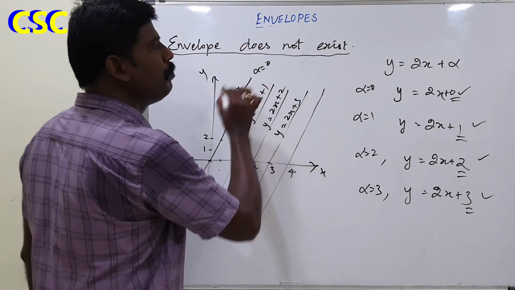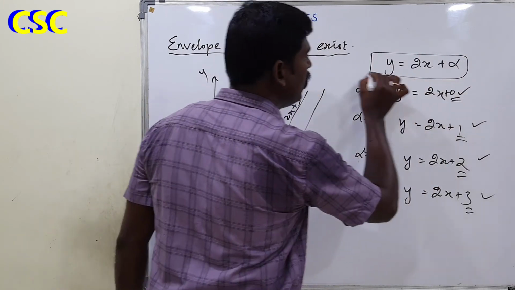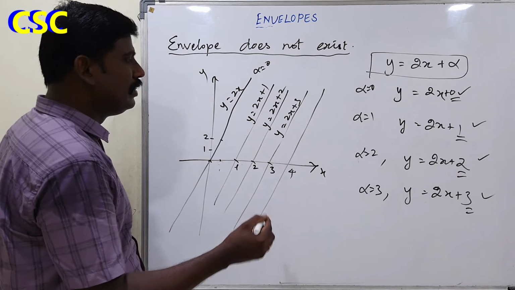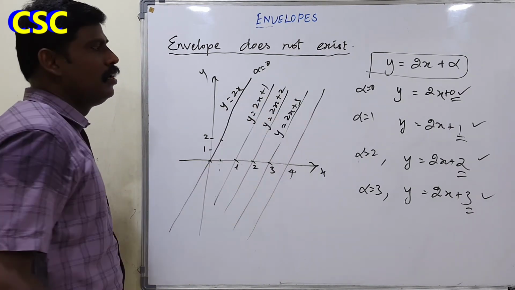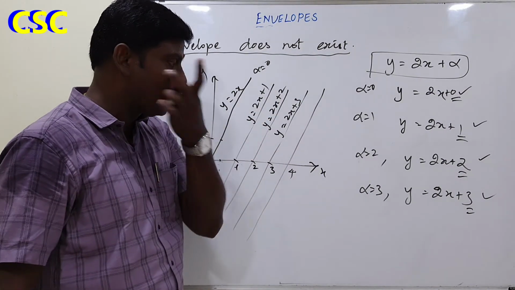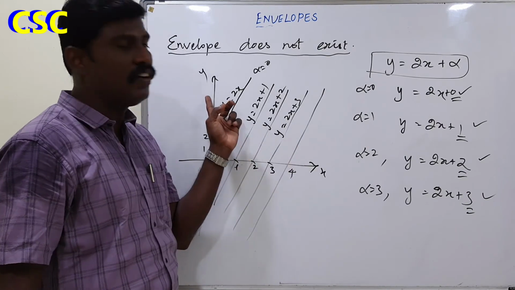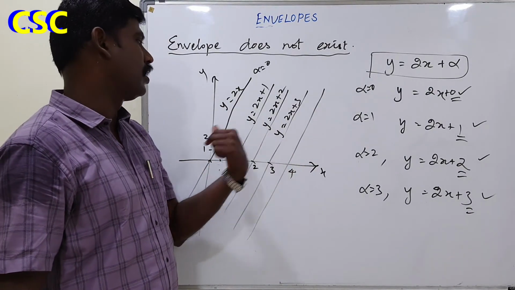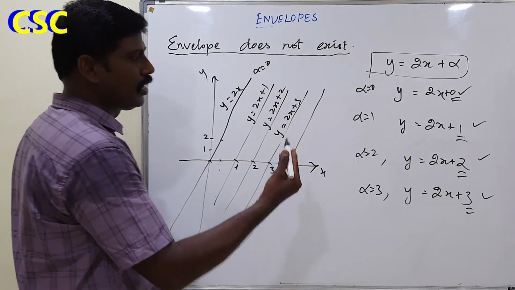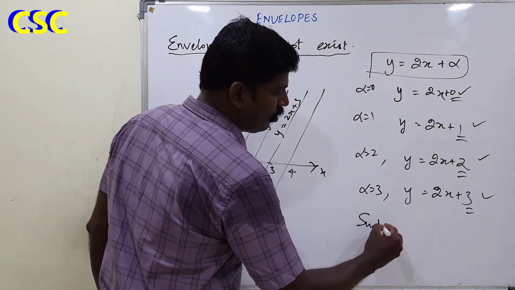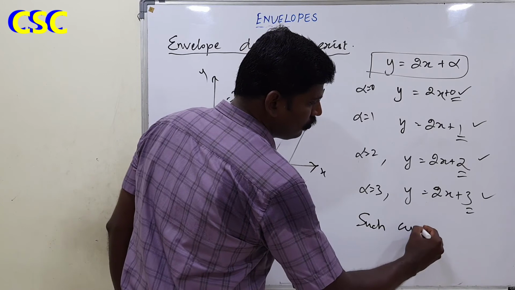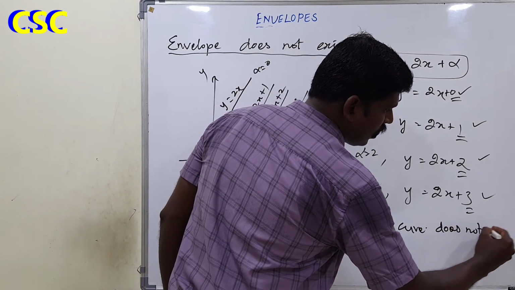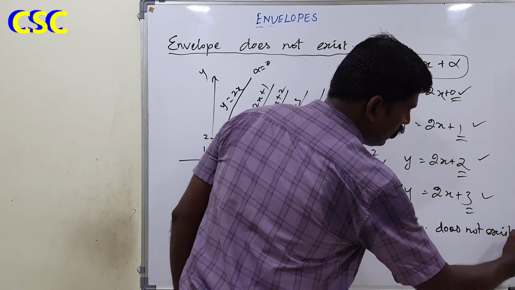Right? That's all. So all are parallel straight lines. These are all the members of this family, isn't it? So we can't find a single curve that touches all the members of this family. Can we draw a curve that touches all these given parallel straight lines? We can't draw a curve, isn't it? So such a curve does not exist.